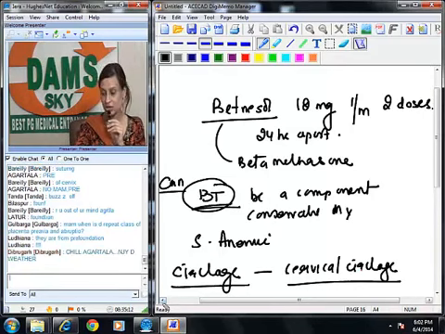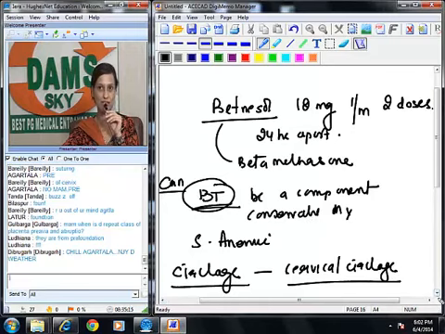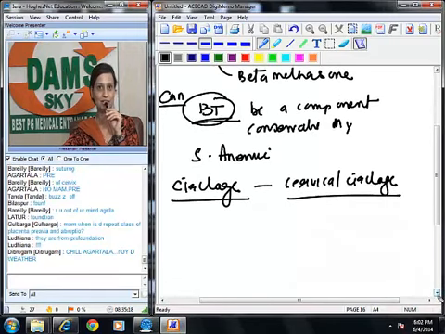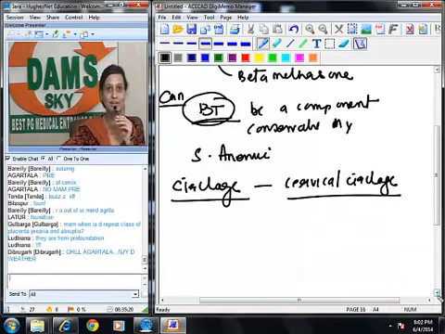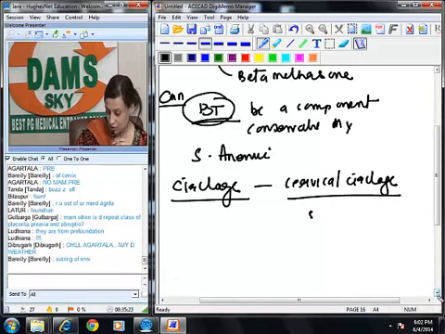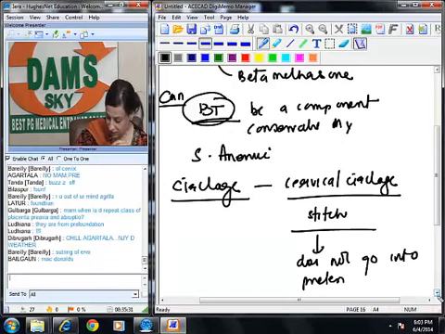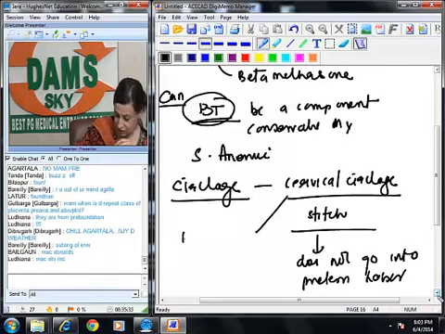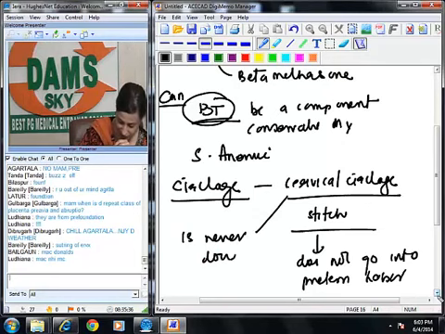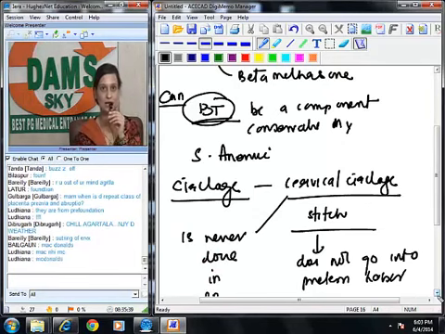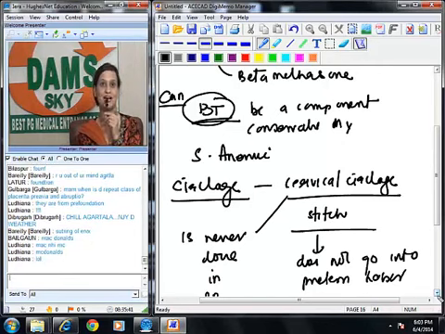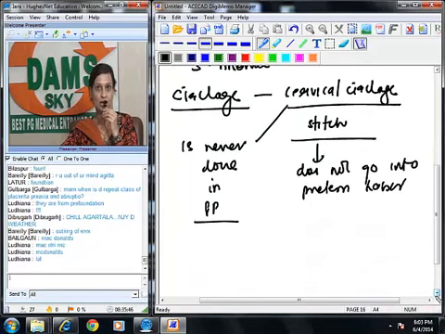So cervical cerclage is a stitch that we put on the cervix so that the patient does not go into preterm labor. Now please understand, cervical cerclage is never done in placenta previa. Cervical cerclage is never done in placenta previa. Alright? Why am I emphasizing on this? Because you get it as a question.